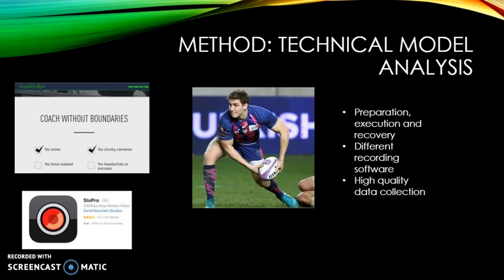There is also software which can help analyze a technical model. These are SlowPro, which slows down a recording so it is easier to break down the skill; Coach's Eye, which allows you to record clips of your players with any camera and break it down into slow motion, as well as drawing on the image to show the shape of the performer, for example.